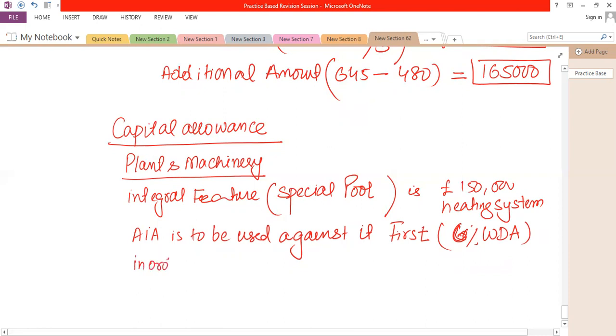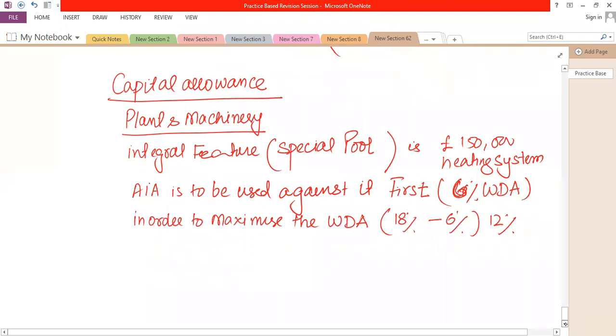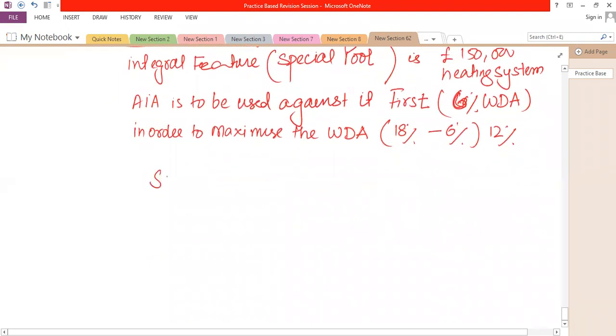In order to maximize the written down allowance, how much? The difference of 12%. This is the first part. Now, structure and building allowance, SBA.